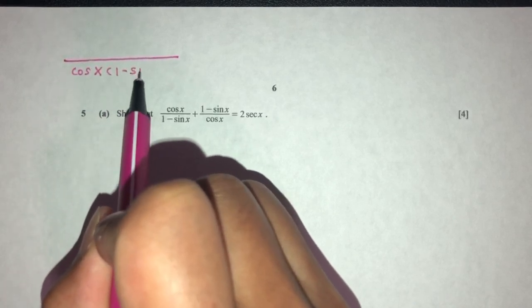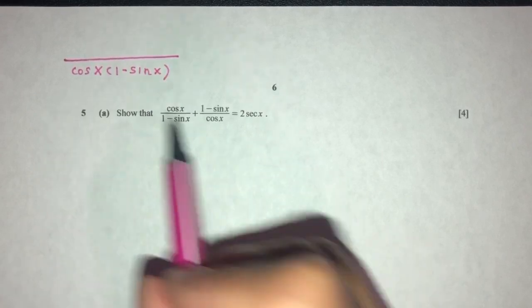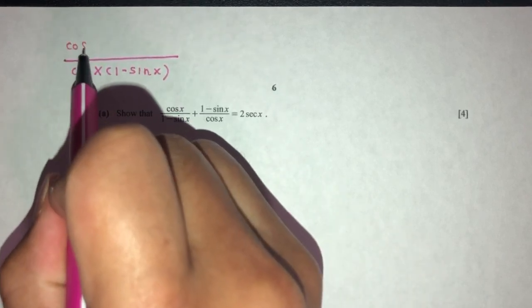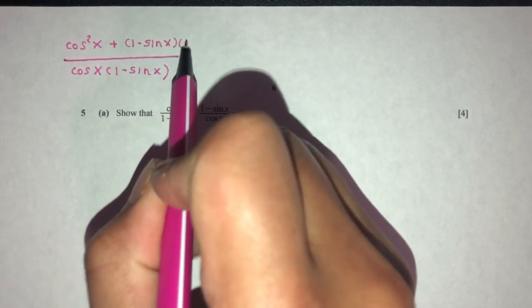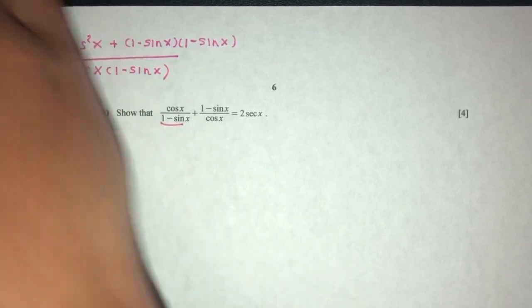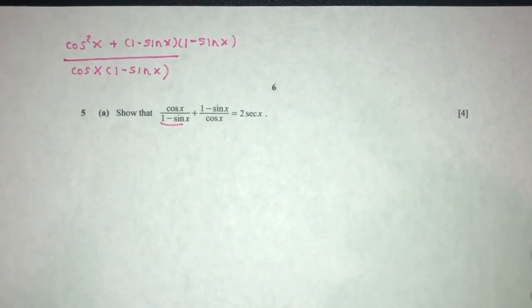You will have cos of x, 1 minus sin of x, and then cross multiply, you will have cos square of x, and then here you have plus 1 minus sin x times 1 minus sin x. Right? They're the same, right? Same thing. Now we can simplify and see what happens.